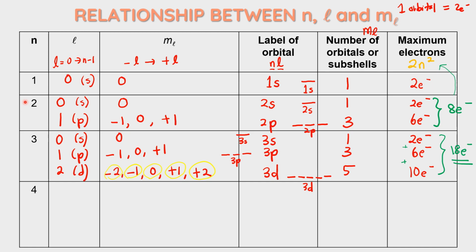So from this activity we did just now, we can identify that at n1, we can have 1s orbital. At n2, we can have 2s and 2p orbitals. And at n3, we can have 3s, 3p, and 3d orbitals. So these orbitals are actually the three-dimensional region in space in an atom where we could probably find the electron. So ini adalah tempat-tempat di mana elektron itu boleh berada di dalam sesuatu atomic orbital.